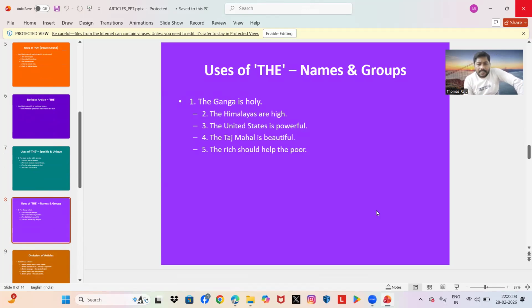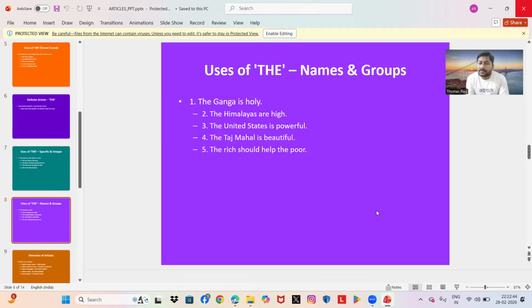The United States is powerful. So before these names of groups, unions or groups, we say the United States. It is a union of states. So before such names we use the, as in the United Kingdom. Before abbreviations also we can use the definite article: the UK, the USA, the UNESCO, the WHO. So like that, before the names of groups also we can use the definite article.